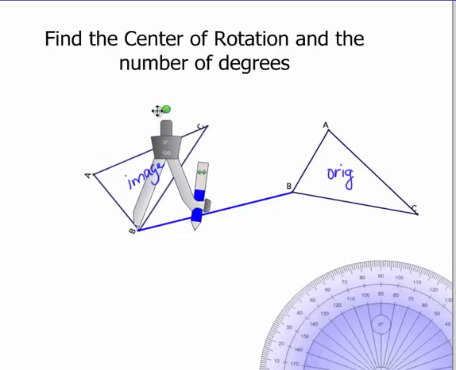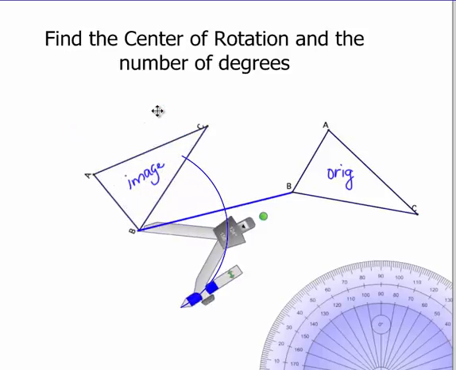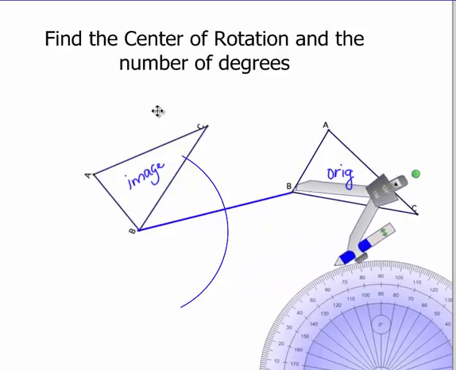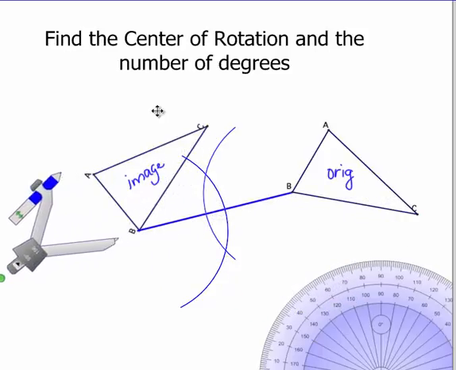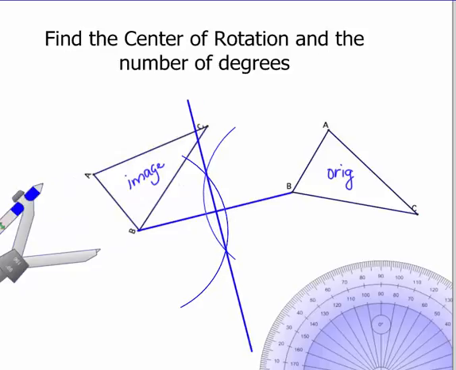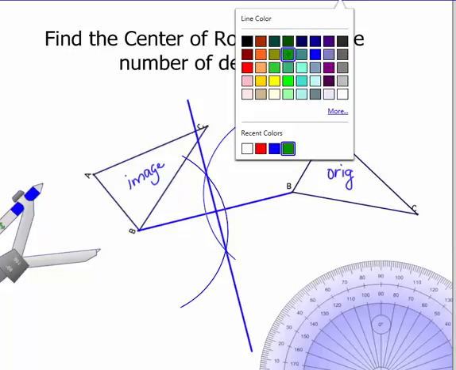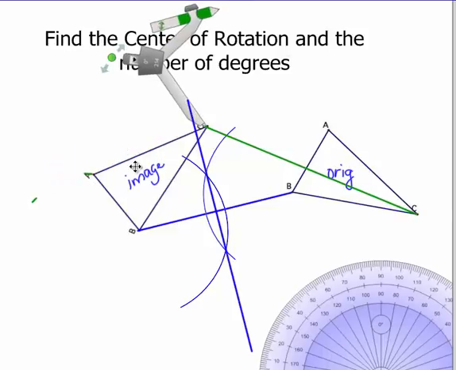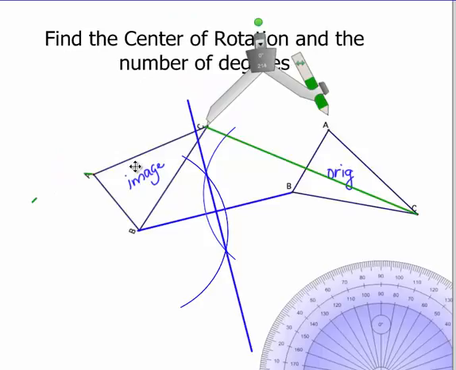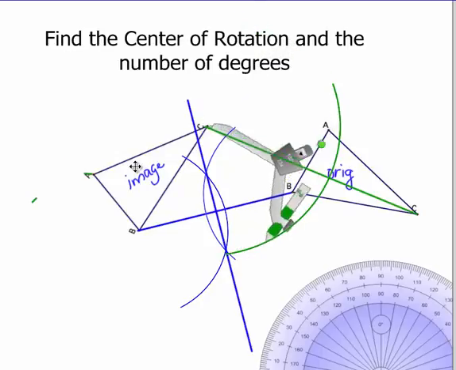So I'm going to construct the perpendicular bisector of BB prime, and then I'm going to do the same thing again with another vertex. You can pick any vertex that you'd like. I'm going to pick CC prime because I don't think my compass is big enough to do AA prime. Now remember, this has to be more than half the distance from C to C prime in order to work properly.